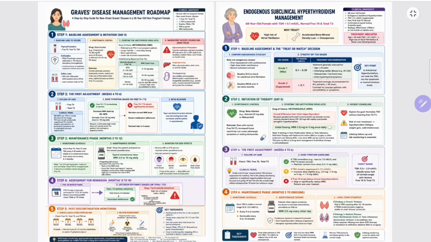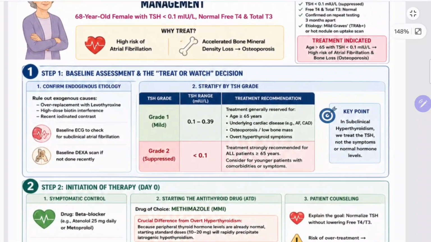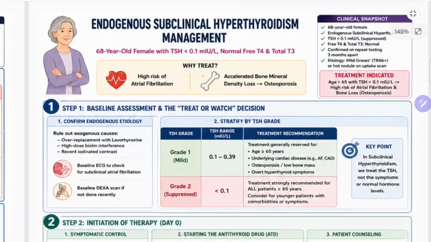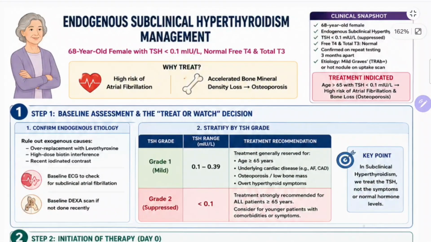Now, there is something known as subclinical hyperthyroidism. This is very important. So see here is a patient, a 68-year-old female with TSH less than 0.1, but normal free T4 and total T3. So this is subclinical hyperthyroidism. Why should we treat these kinds of patients? Because these patients are at high risk of atrial fibrillation and they're at high risk of osteoporosis and fractures.